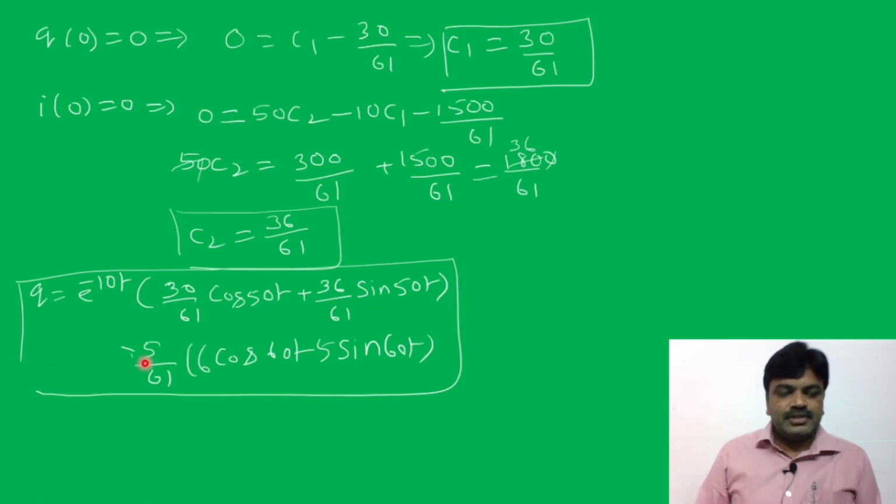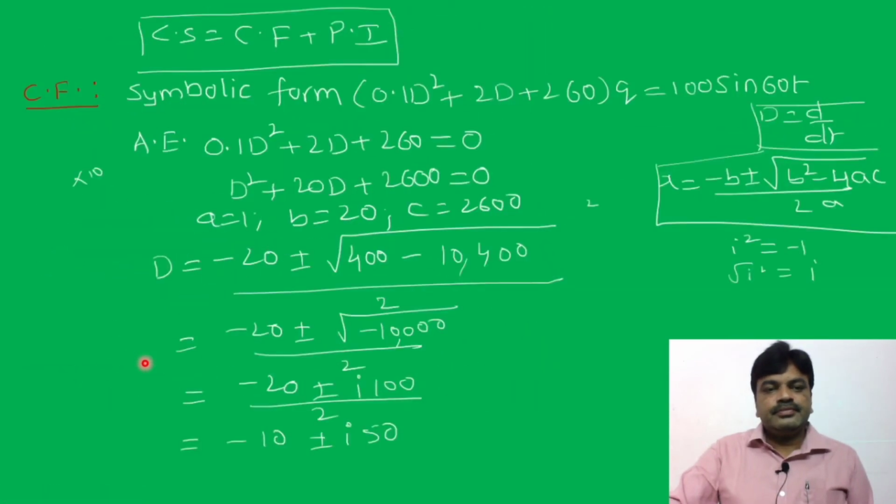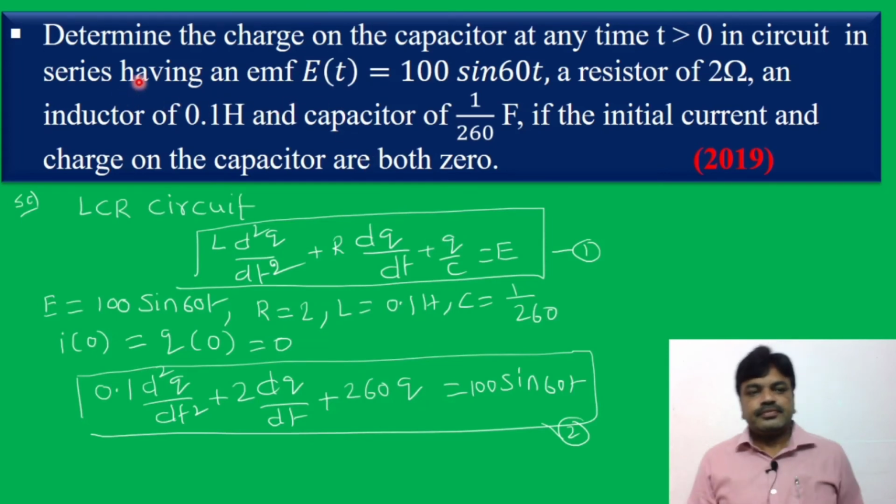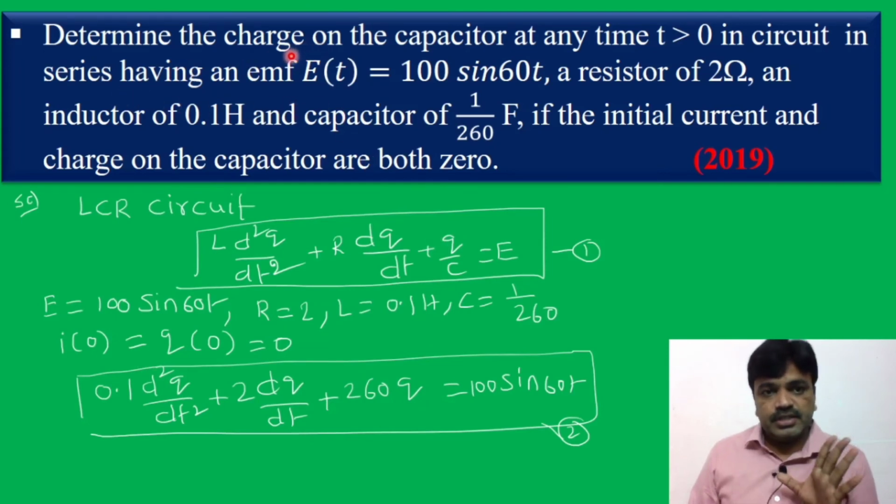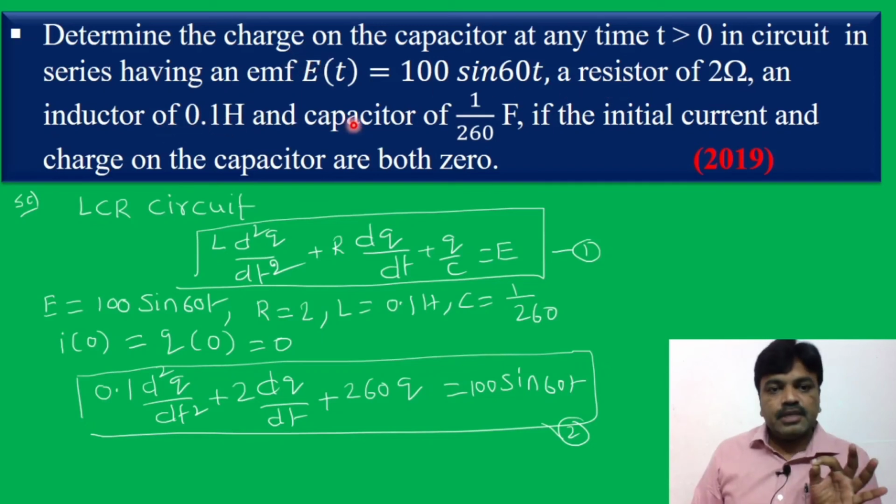Once again friends, what does he say? Determine the charge. That means we are finding the Q value. For that, what I observe here is given resistor R, inductor L, capacitor C. So this is an LCR circuit. So first write the LCR circuit equation: L into d square q by dt square plus R into dq by dt plus q by C is equal to E.